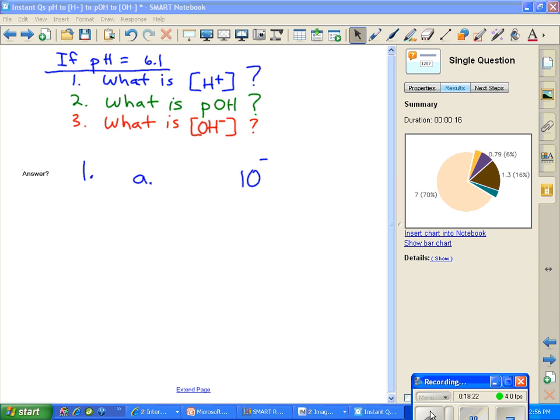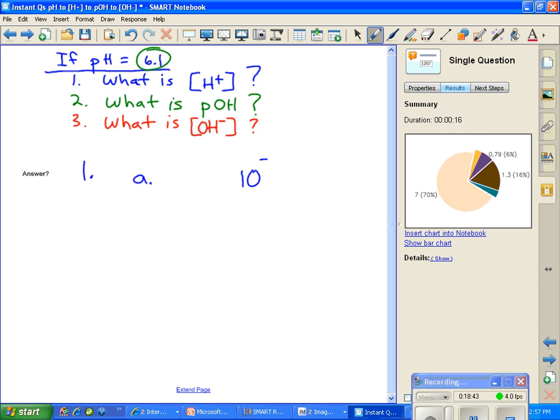All right. Now, this is when you want to pause the recording and try to figure it out for yourself before you see the answer. So, what is the hydrogen ion concentration? First part, what is that? Where do we get the number from? The next highest whole number. So we started out with 6.0 or 6.1, and the next highest whole number is going to be a 7. That's all there is to that.